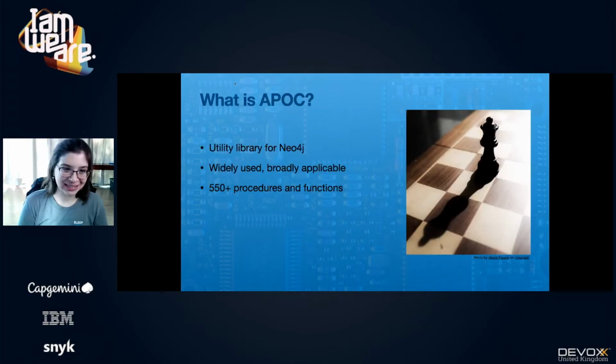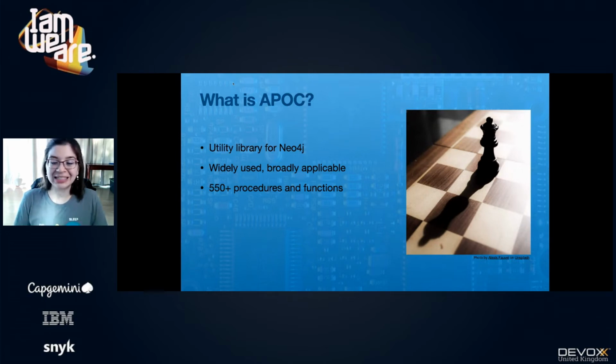APOC is awesome procedures on Cypher. It's a utility library for Neo4j. It is very widely used, so lots of customers and Neo4j users use APOC. There's over 550. In fact, I think there might be over 600 or 650 procedures and functions in that library today. And I like to think of APOC as, if you're familiar with the game of chess, you can see there I have a queen chess piece there on my board.